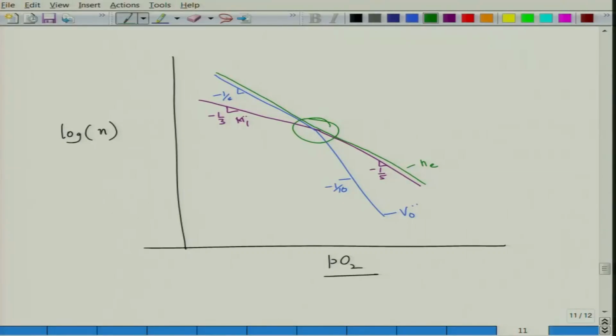So, what we have done in this class is we have looked at the variation of defect concentration as a function of partial pressure of oxygen when one particular defect dominates, and what happens when two defects coexist together. We will elaborate upon this further in the next lecture.